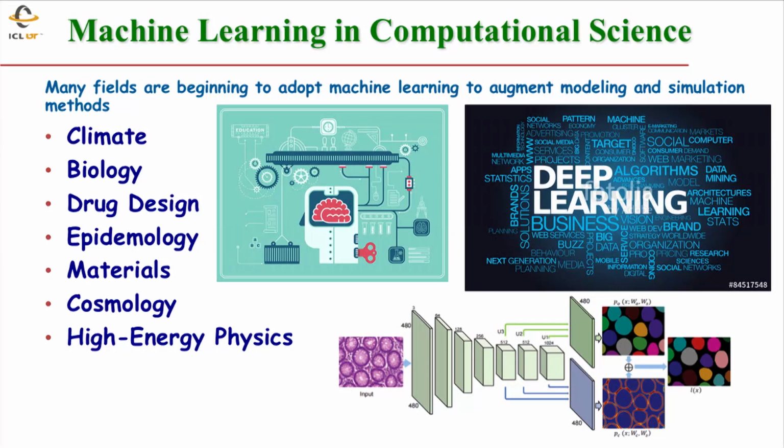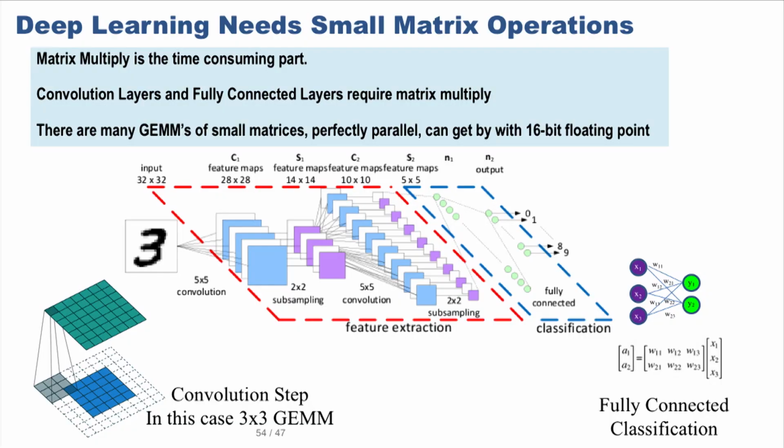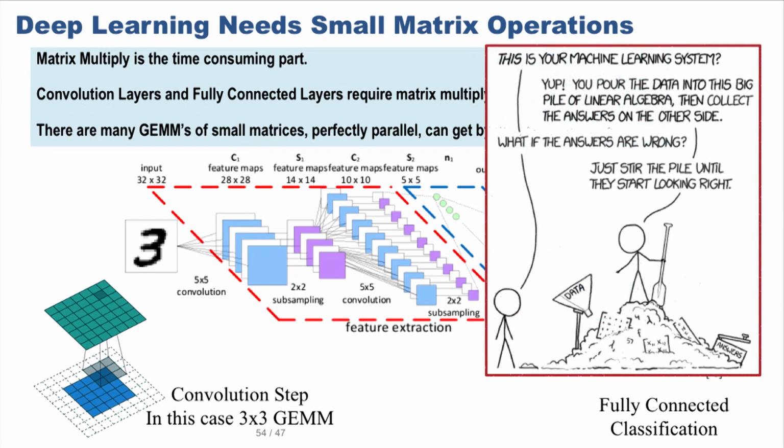So deep learning. This is the big elephant in the room, right? This is really the killer app for high performance computing. And we're seeing it in many different areas today. If you take a look at deep learning, it's about linear algebra, right? It's about matrix multiply. It's about matrix vector operations. And there's this joke. It says, is this your machine learning system? Yep. You pour data into this big pile of linear algebra, then you collect the answer on the other side. What if the answers are wrong? You just stir the pile until you get the right answer. Right? That's sort of the way I think about deep learning.